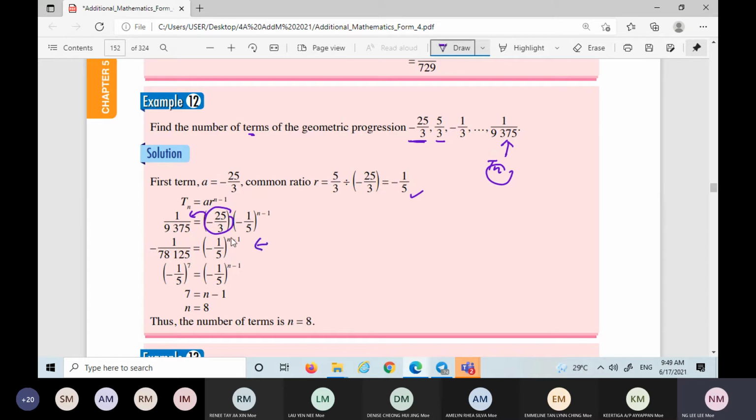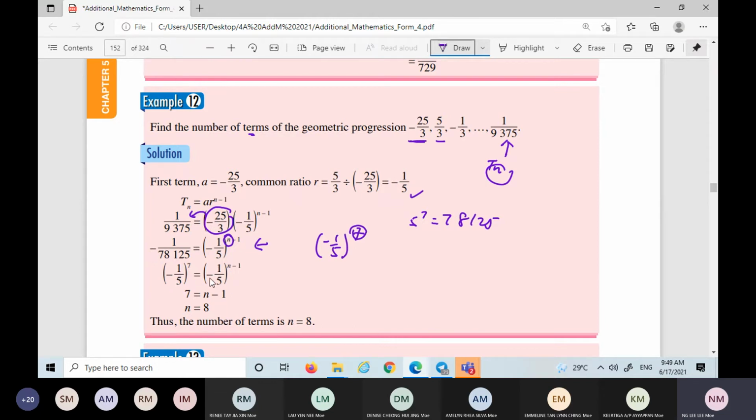After that, when we come to here, your unknown is at the index. So how to solve it? You see, whether this negative 1 over 78125 can be written in terms of negative 1 over 5, because here is negative 1 over 5 to the power of something. You can test 5 to the power of something, do you get 78125? You get that 5 to the power of 7 is 78125. Therefore negative 1 over 5, the whole thing to the power 7, you will get negative 1 over 78125.